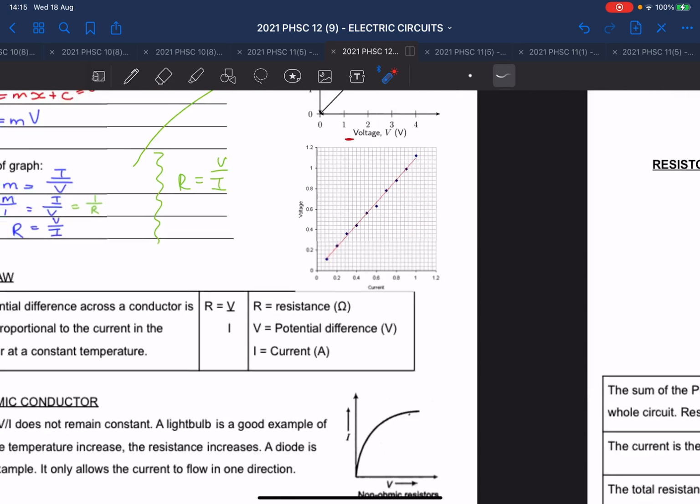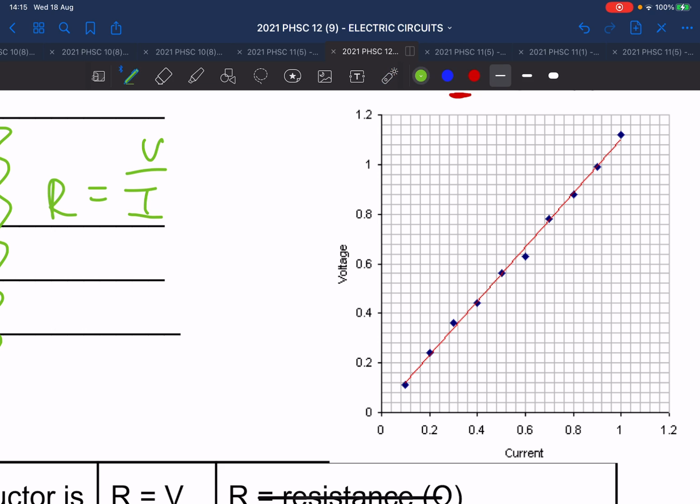Okay, right. Here, if you calculate the gradient, I'm just going to do it quickly. Gradient is y over x. This y here is volts. This x is current. So here the gradient is just R. So for the one graph, it's 1 over R, and the other one is just R.